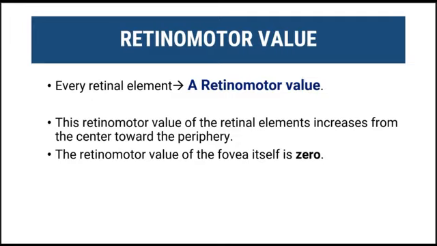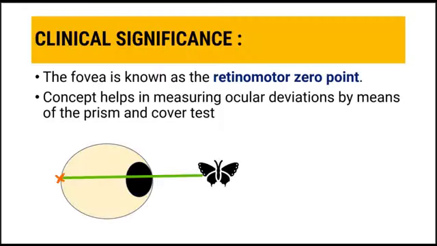So what I mean to say is, if the object is falling straight away on the fovea, there is no need for the eye to actually move towards it since the image is being formed straight away on the fovea, right? So the retinomotor value of the fovea is actually 0. However, as you move away from the center towards the periphery, definitely the object is going to be now falling away from the fovea, and therefore the retinomotor value will increase because the eye actually has to move subsequently more and more towards the object in order to bring it onto the fovea. So that is what is meant by the retinomotor value.